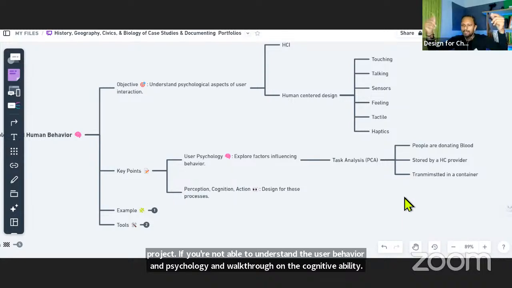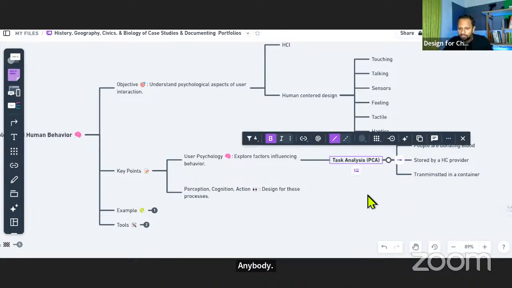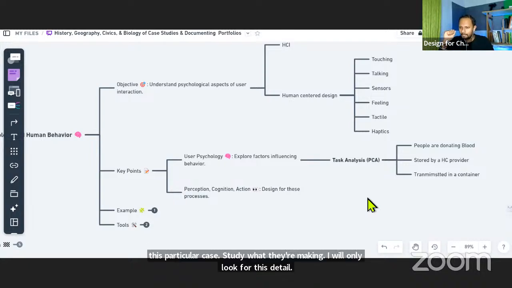You're just fooling around with people and making it randomly. Anybody, for this particular case study, what they're making, I will only look for this detail. What is the exact human behavior you understood in structuring this project? If you didn't do that, I'm telling you, you have not gone to the depth of the project at all. That's why case study is very important, guys.